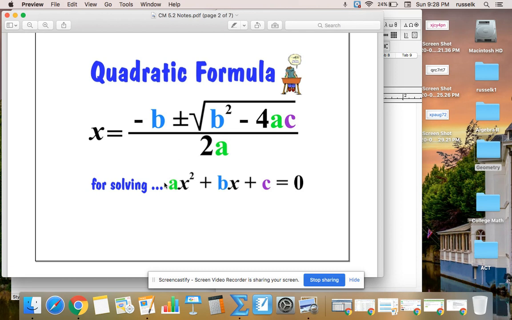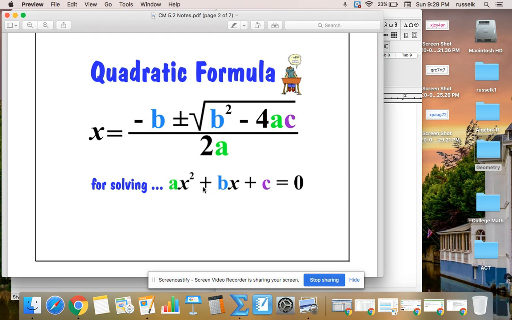A is the number that's in front of x squared, b is the number in front of x, and c is our constant. All three of those numbers include the symbol that's in front of them. So this would be a positive C, a positive B, and a positive A. But if any of those were minus, we need to include that with it.